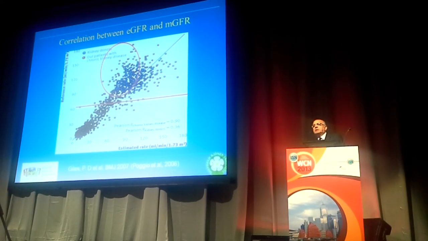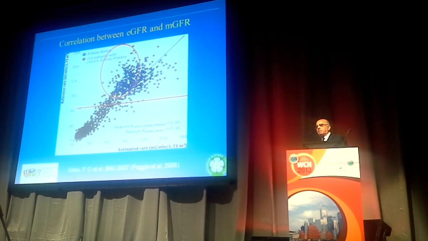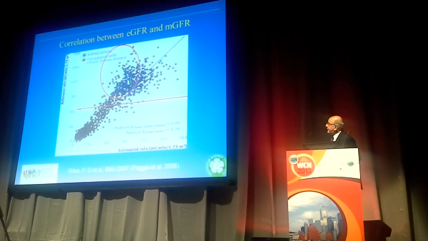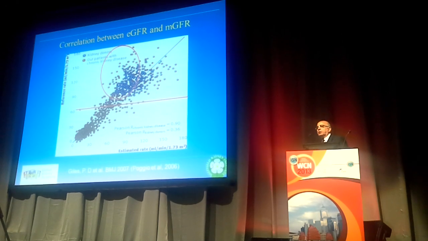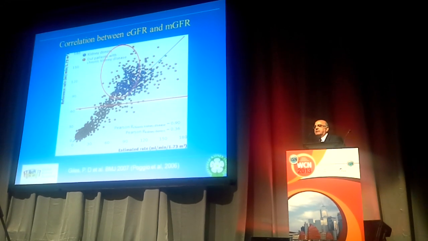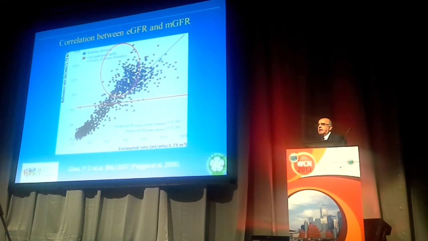Originally we relied on the MDRD equation. 1999 MDRD equation, 4-variable MDRD. More recently, the guidelines tell us to rely more on the CKD-EPI equation. And Andy will talk about these. But the point remains that neither equation is fully accurate and precise. There's no doubt that CKD-EPI is less biased than MDRD.